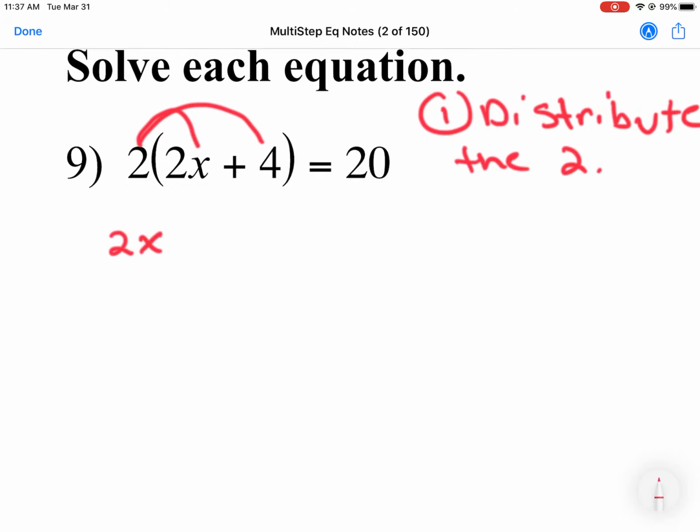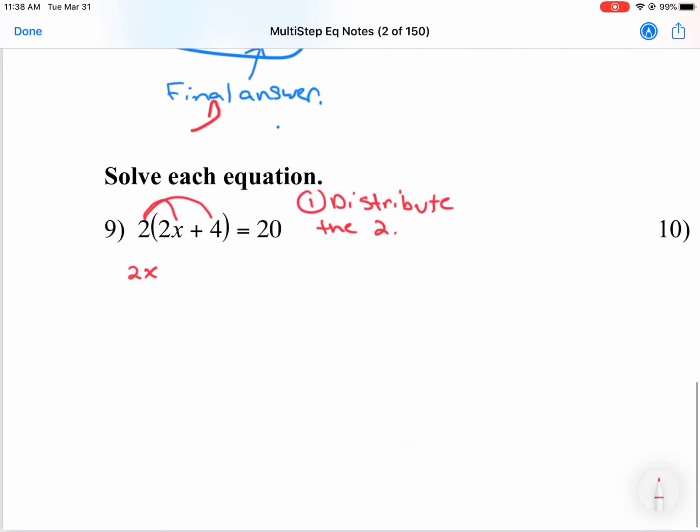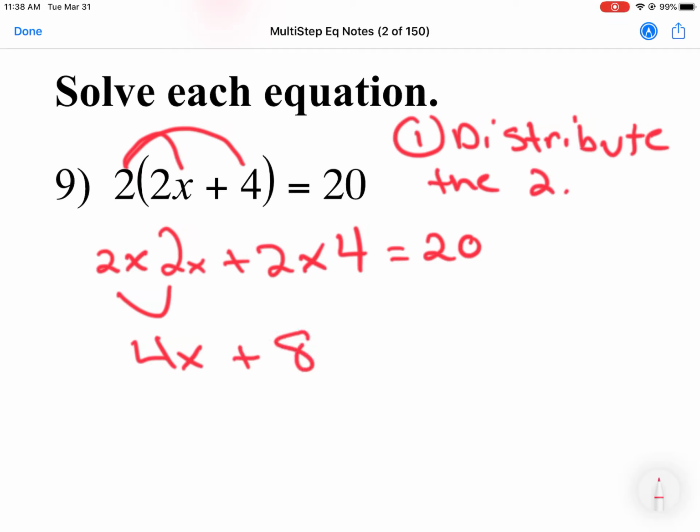So let's do that. I'll do 2 times 2x and 2 times 4. So I have 2 times 2x. Bring my plus sign down. Plus 2 times 4. So 2 times 2x gives me 4x plus 8, right? 2 times 2x is 4x, plus 2 times 4 is 8. And that all equals, remember, 20.